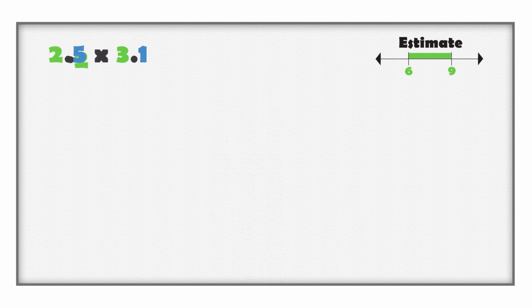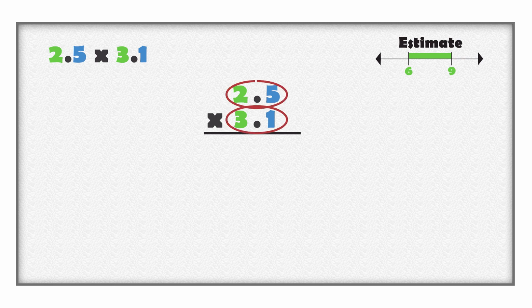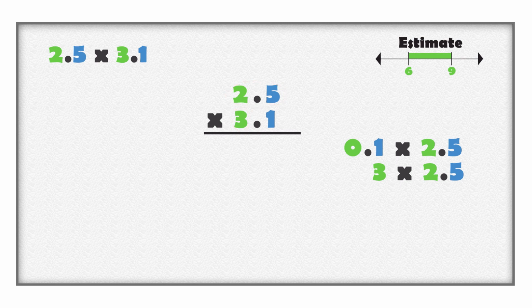When using the algorithm, line up the digits on the right. Then, multiply the digits of the second number with the first number. Multiply 1/10 with 2 and 5/10. And then multiply 3 with 2 and 5/10. When you multiply a tenth with a tenth, you get hundredths. 1/10 multiplied by 5/10 is 5/100ths.